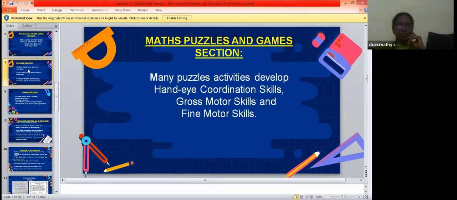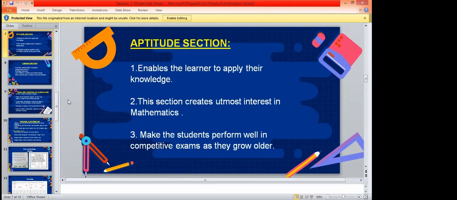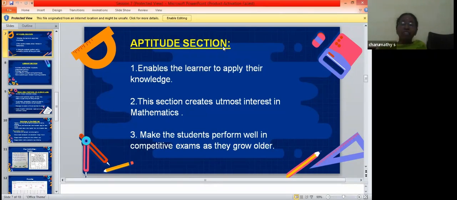Yes. Next one. Next one is the aptitude section, which we have discussed just now. It enables the learner to apply the knowledge. So how are we going to test whether the child is good at mental ability, or has good logical reasoning, or good analytical skills, or good critical skills, whatever it is. This aptitude section enables the learner to apply their knowledge.